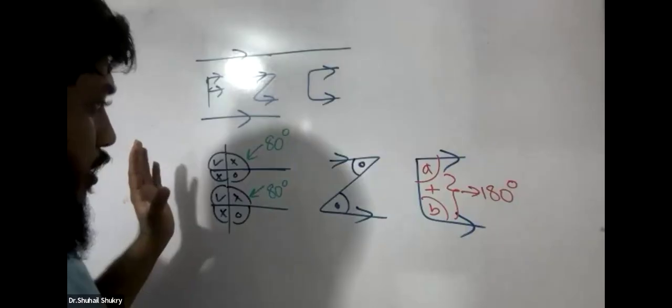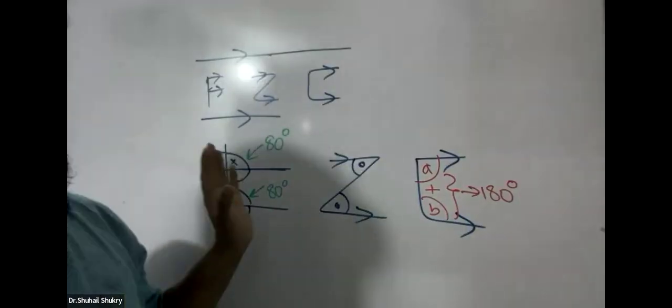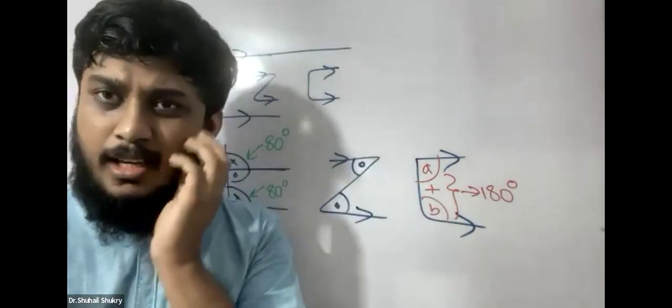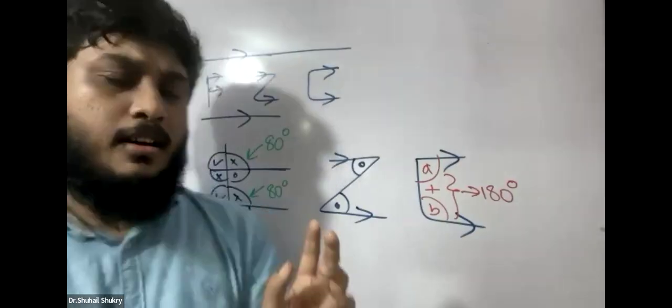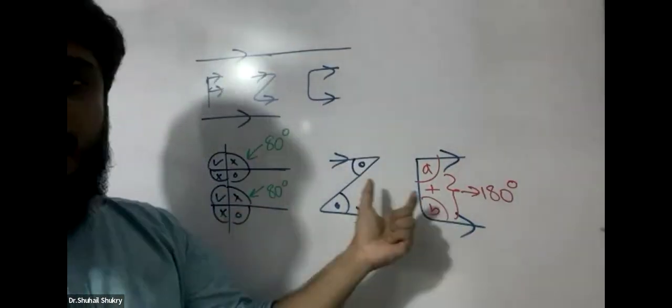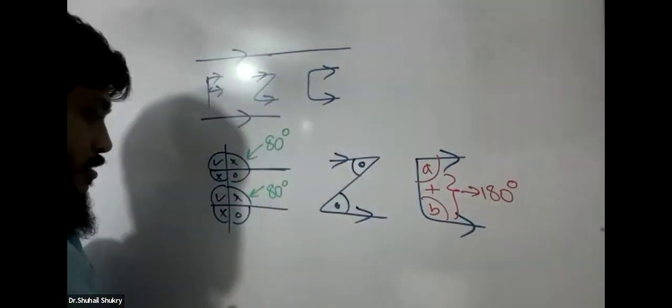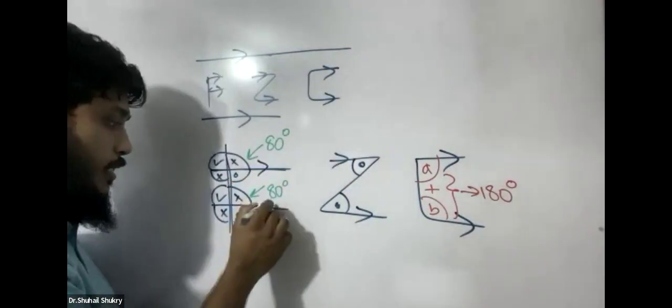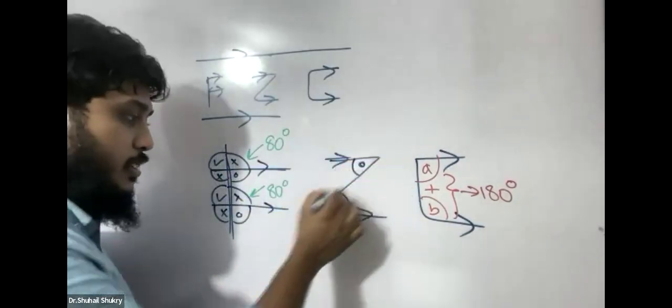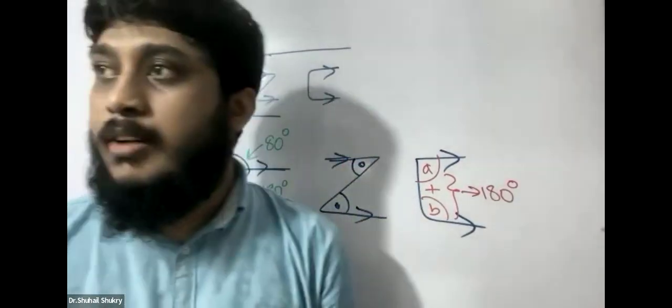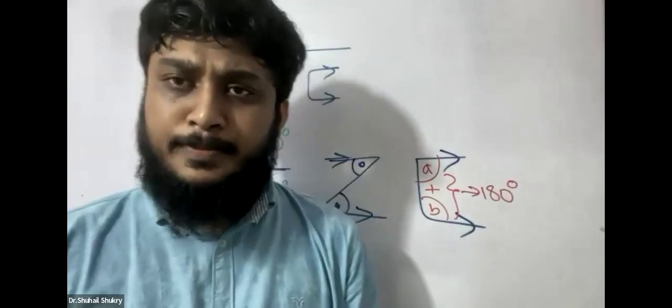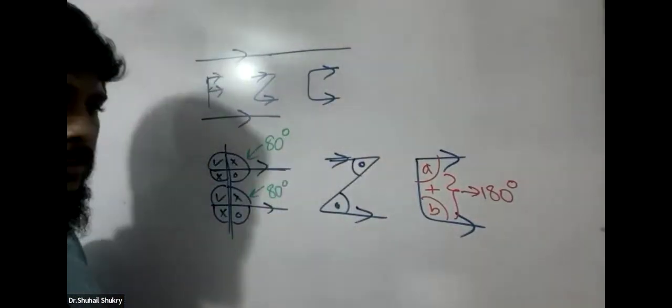F, Z, C. So you can remember this as, right, Fatima Zainab's 180 cats. You can remember this. Right? So F you can remember as Fatima. Z you can remember as Zainab. C means 180 cats. Right? So under F shape, right?